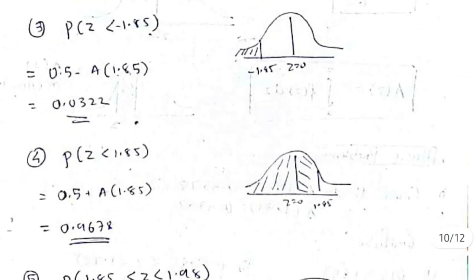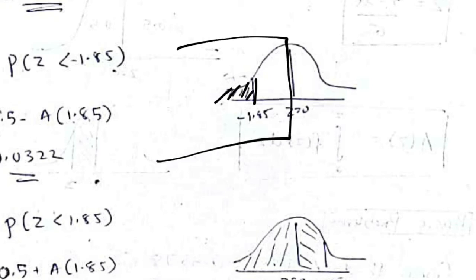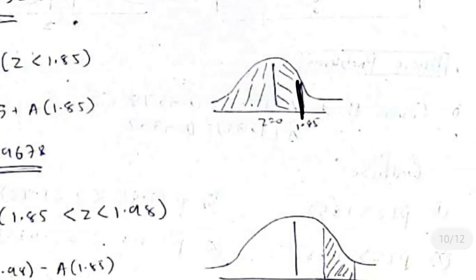Now see, the third question is z less than minus 1.85. Mark it on the graph here, and less than that means this area. How can we find this area? We know this one is 0.5 minus this area. This area is A of z, so 0.5 minus A of z will give us this area. Similarly, the fourth one is z less than 1.85. 1.85 is here, and less than that means this area. You can find this area by 0.5 plus A of z.